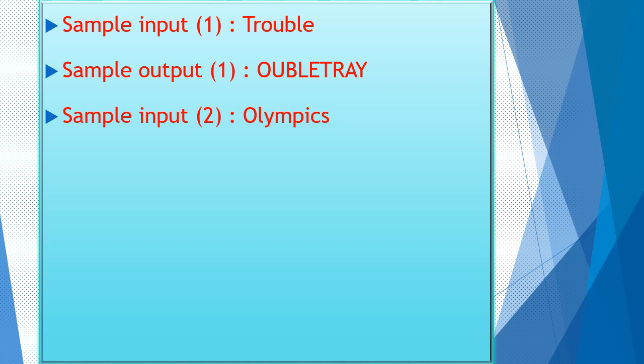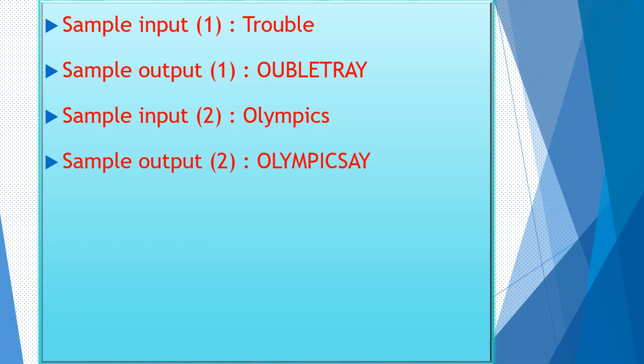The input string is Olympics. Here in this example, the starting letter itself is a vowel. Therefore, the entire word plus the string AY, because there is no alphabet before O. So the output will be Olympics plus AY. Okay, this is the output of the input word Olympics.